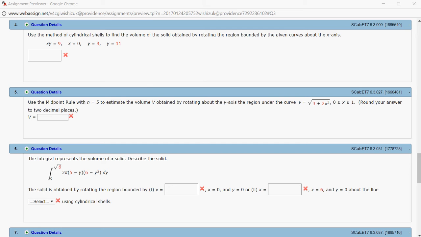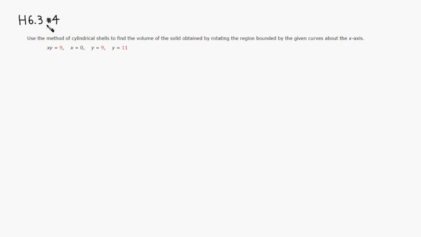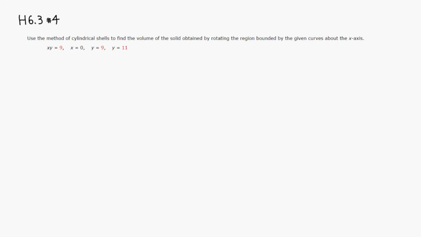All right, let's sketch the region first. I'm going to rewrite this as y equals 9 over x, so that I know how to draw the picture. So it's going to look kind of like this. You have the y-axis here, and here is the x-axis.